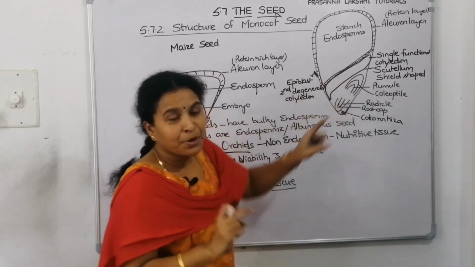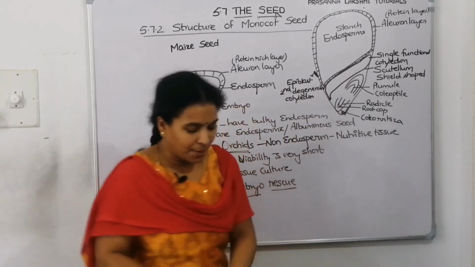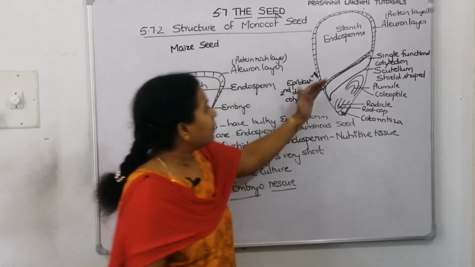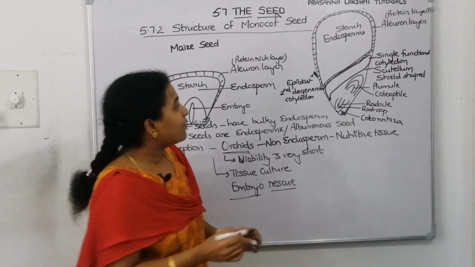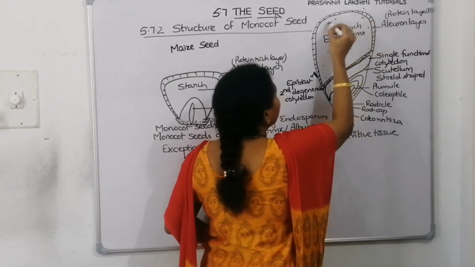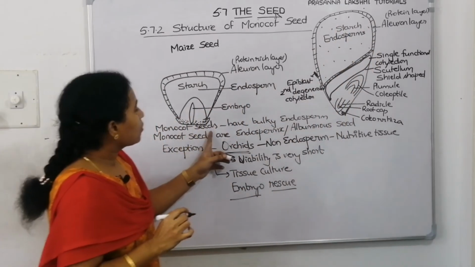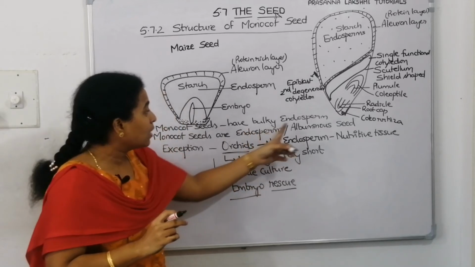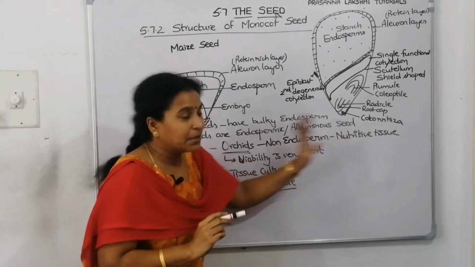So this is the embryo which is at one corner, which is small, and above that a shield shaped or hood shaped cotyledon will be there, which is called scutellum, which is one functional cotyledon. Now above that it is having bulky endospermous tissue. So that means monocots are endospermic. They have bulk of the endosperm. Since they are having endosperm, they are also called albuminous seeds.